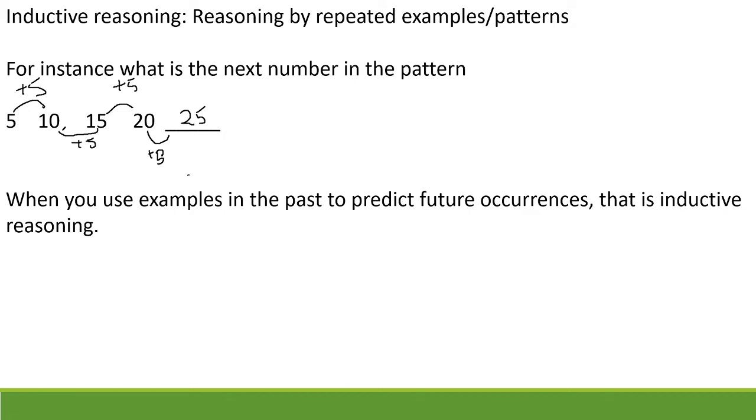Now, again, could the next number be 1500? Sure, I mean, technically it could be. But based on the past events and based on past experiences, we can probably assume inductively that the next number is going to be 25 if it follows the same pattern.